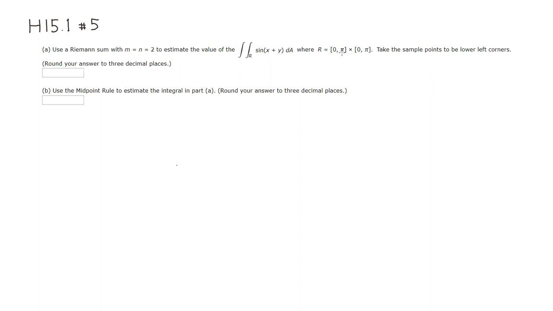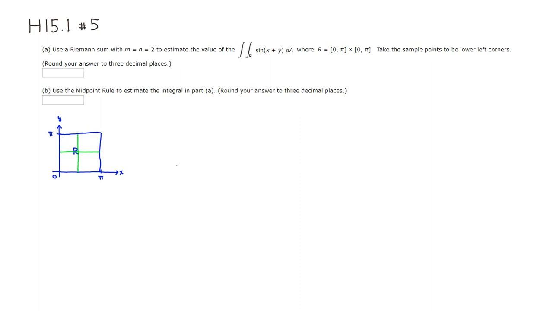So the region is 0 to pi by 0 to pi. You can see that x is going from 0 to pi, and y is also going from 0 to pi. So we have this square region, and this is going to be R. And then we're using m equals 2 and n equals 2, so we're going to split this into 4 sections like that.